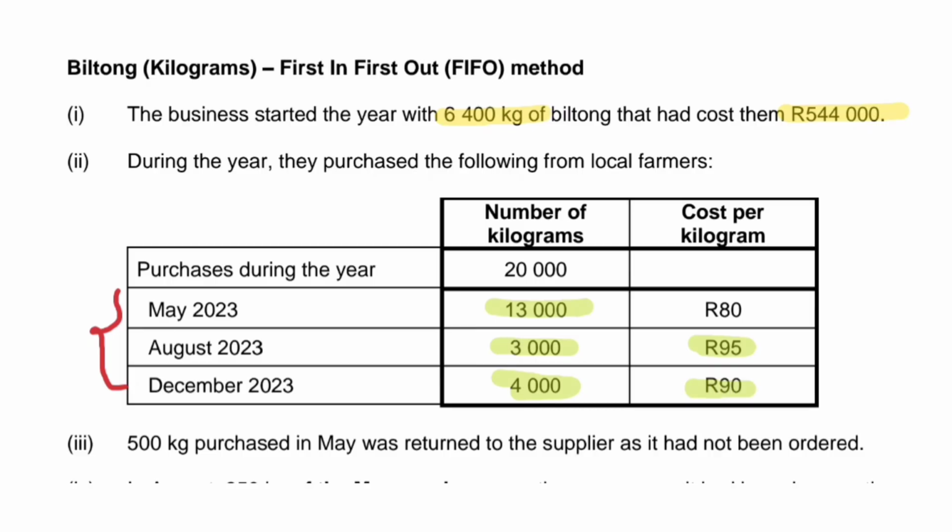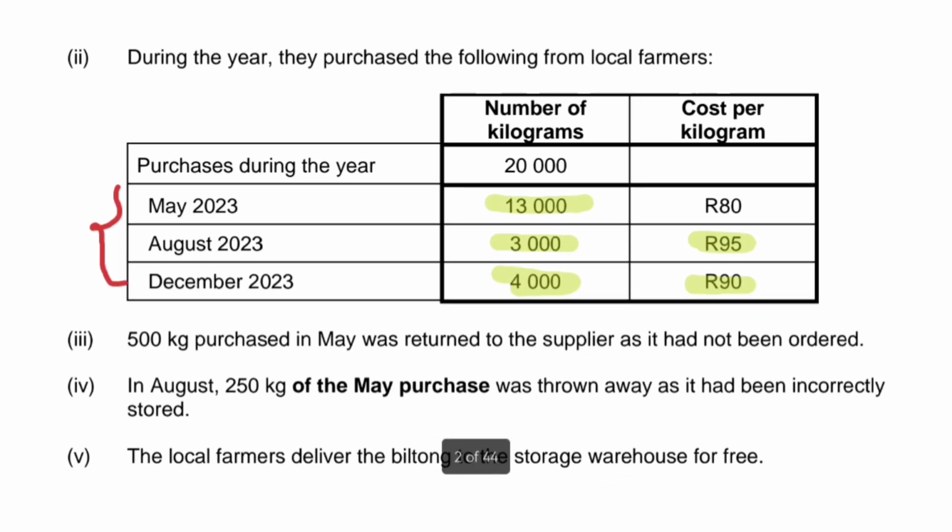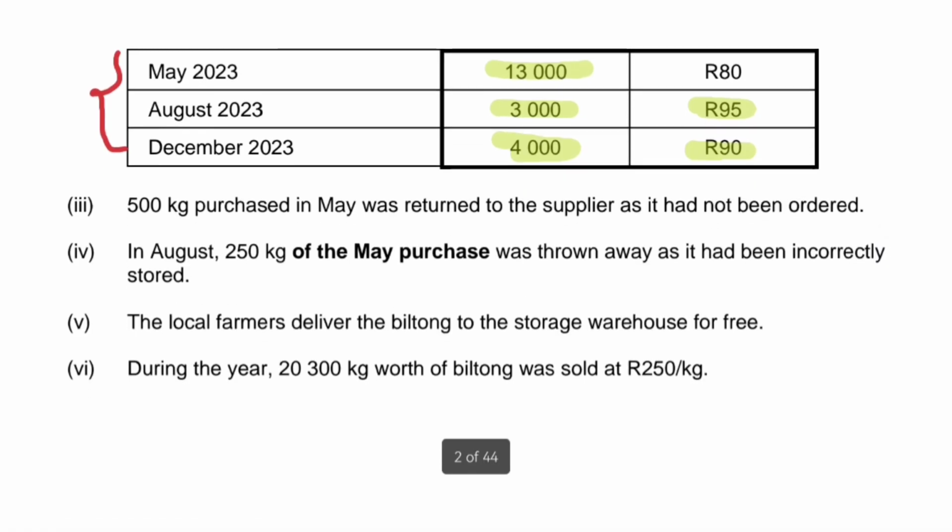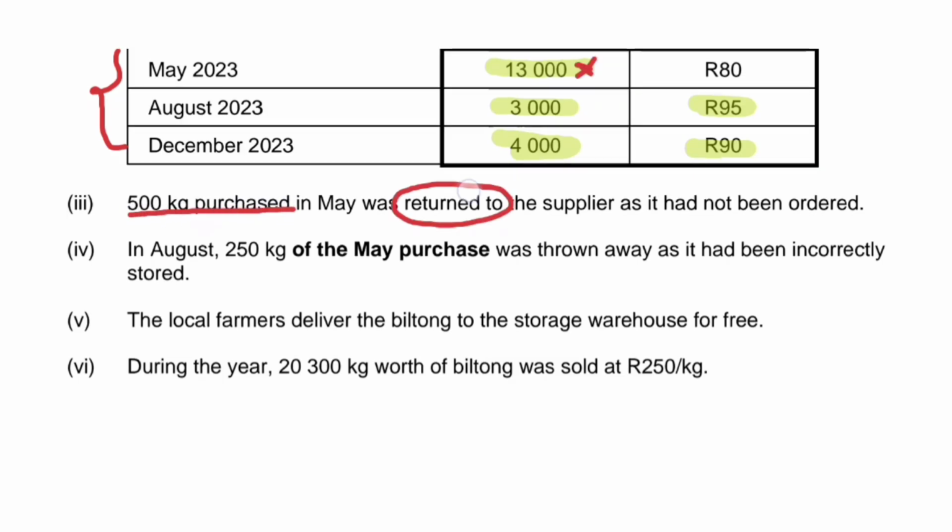What we need to do next is to look at our adjustments and see if we have any additional information that may affect the purchases that we made. If we look at the third adjustment, we are told that 500 kilograms were returned to the supplier. So this changes the fact that we purchased 13,000 kilograms in May. We have purchased 12,500 kilograms because the 500 is no longer in the business.